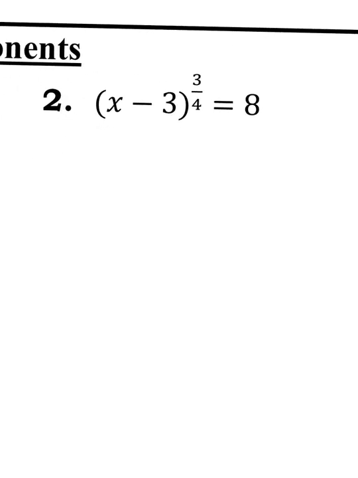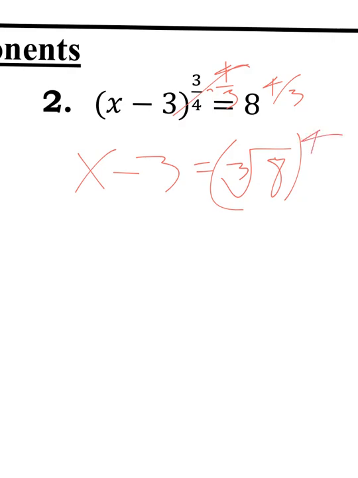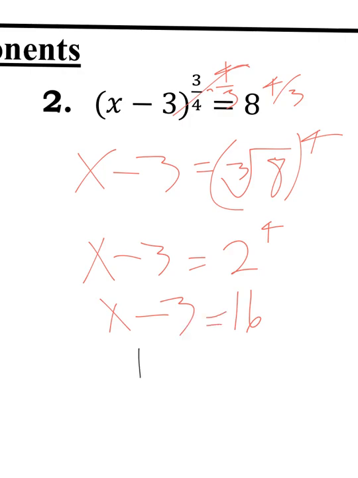Number 2, it's to the 3/4, so I'm going to raise it to the 4/3, or multiply it to the 4/3. I don't know how to really phrase it. And so I have x minus 3 equals the cube root of 8 raised to the 4th power. So the cube root of 8 is 2, and 2 to the 4th power is 16. So x minus 3 equals 16, which means the answer is going to be 19 because 16 plus 3 is 19.